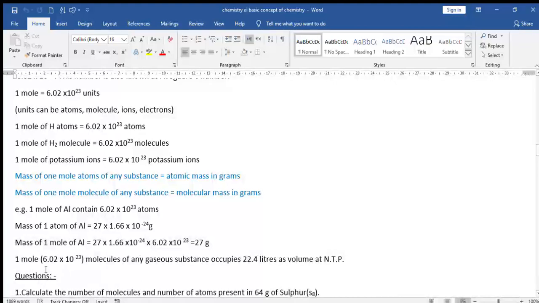1 mole of any molecule contains 6.02 into 10 to the power 23 molecules. So 1 mole of any gaseous substance occupies 22.4 liter volume at STP, which means 6.02 into 10 power 23 molecules of any gas occupy 22.4 liter volume at STP.